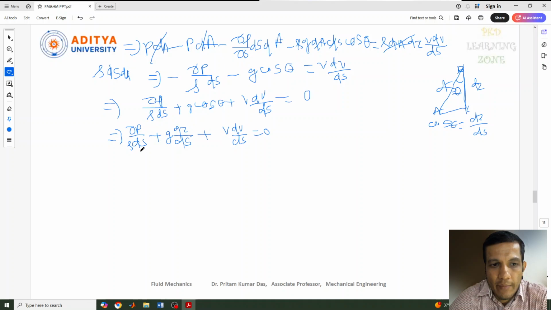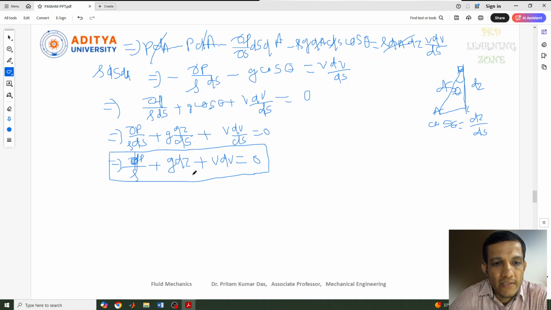Now if you see, everywhere the same ds is there in the denominator side. So I'll take this ds common and multiply it to the other side, so it will be 0. So I'm going to get del p or dp by rho, and ds gone. Now we can write g dz, v dv equal to 0. So dp by rho plus g dz plus v dv equal to 0.